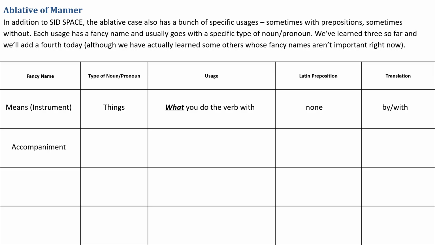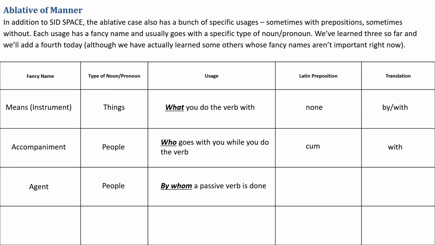There's also the ablative of accompaniment, used with people. It tells you who goes with you while you do the verb. In Latin, it uses the preposition cum, and so we translate it as with. The ablative of agent also is used for people. It tells you by whom a passive verb is done. You have to have some form of a passive verb to have the ablative of agent at all. It uses the preposition ab, and we translate it as by. Think a for agent, a for agent.